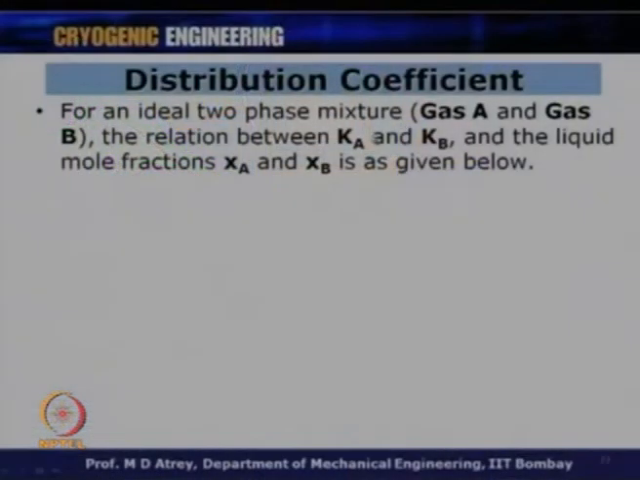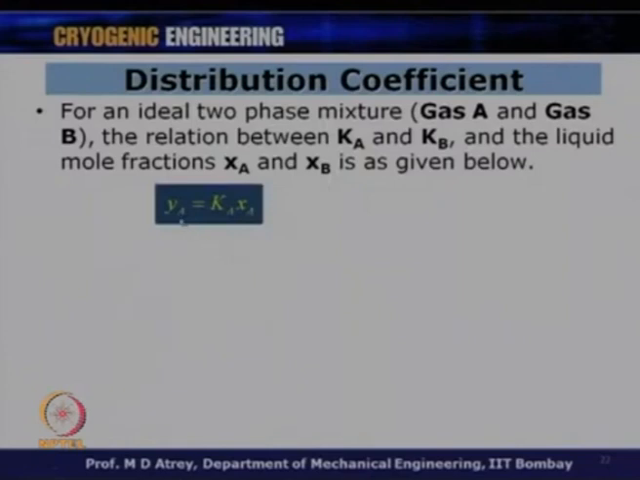Alright. So, now for an ideal two phase mixture, wherein we have gas A and gas B, the relationship between Ka and Kb also has to be made clear. So, Ka and Kb also get related to the liquid mole fractions Xa and Xb. Ultimately, I would like to relate, in a given mixture where gas A and gas B are present, how Ka and Kb are related to Xa and Xb. Because they are in a mixture, they will contribute to the calculation of the value of Xa, which is the molar fraction of gas A in the liquid phase, and Xb, which is the liquid mole fraction of component B.